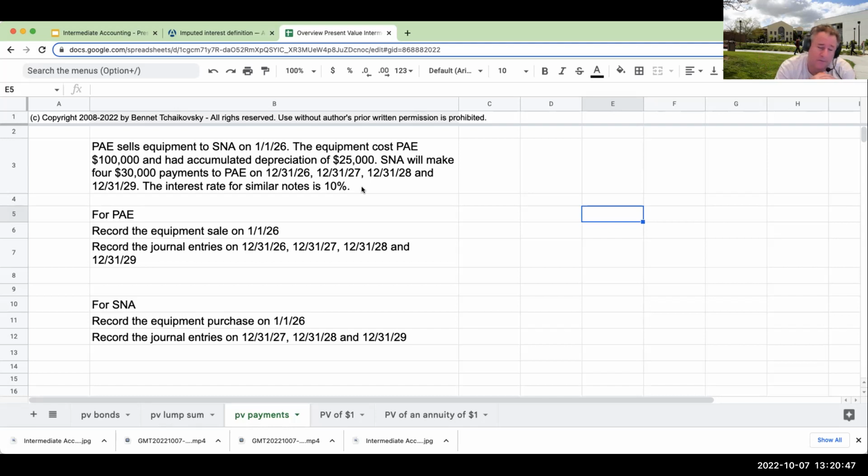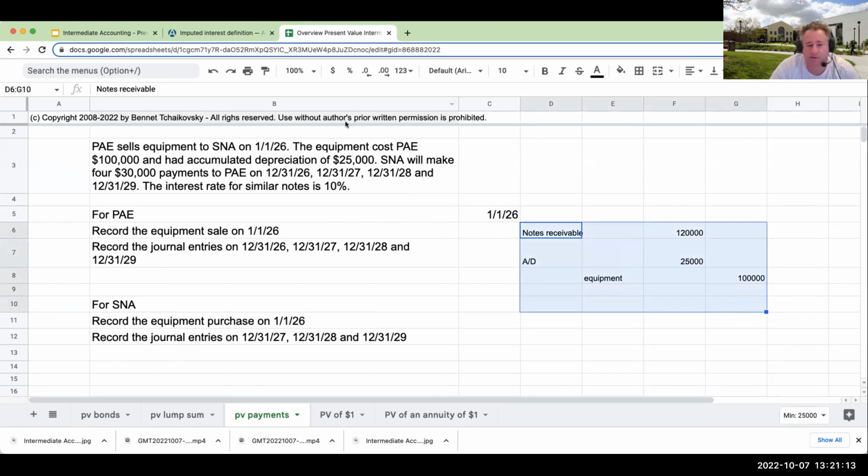So what we're going to do first, whenever we sell equipment, how do we write the journal entry? We're going to debit accumulated depreciation, because we have to take that off of our books. We're going to credit equipment for $100,000, and this is going to be for 25. Now, normally I would write notes receivable for 120,000, and then we would be done.